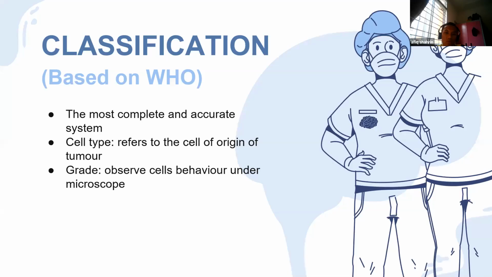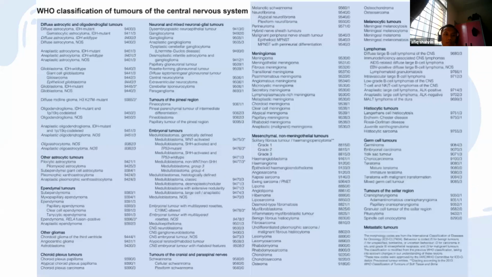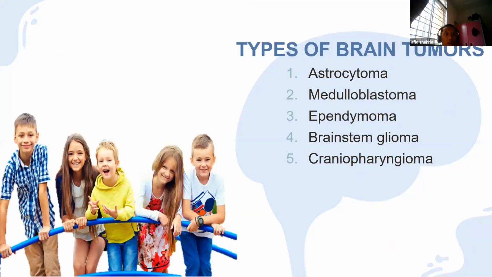Next, we go through the classification of brain tumor. So based on WHO, the classification of brain tumor is based on the cell type or cell origin, and it is graded depending on the behavior of the cell. So next, next slide. These are a few classifications of WHO, and I only focus on 5 different types of brain tumor. First is astrocytoma. Next.